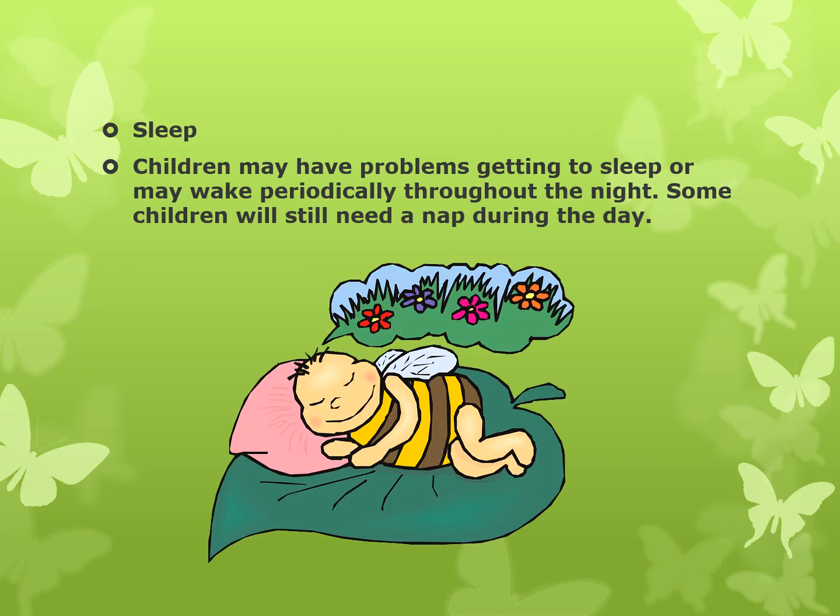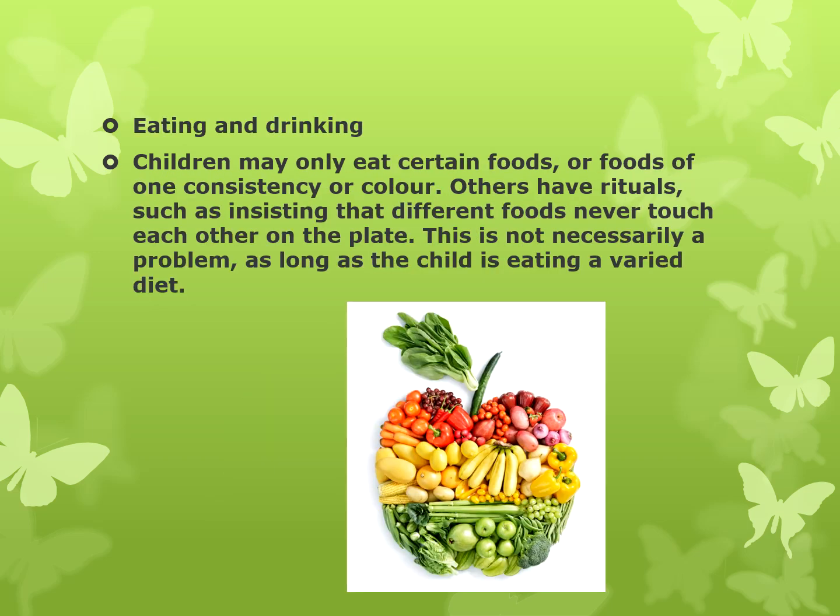Sleep. Children may have problems getting to sleep or may wake periodically throughout the night. Some children will still need a nap during the day. Eating and drinking. Children may only eat certain foods or foods of one consistency or colour. Others have rituals such as insisting that different food never touch each other on the plate. This is not necessarily a problem as long as the child is eating a varied diet.